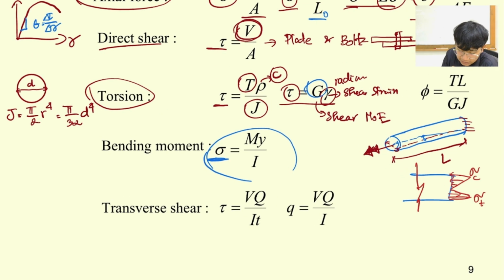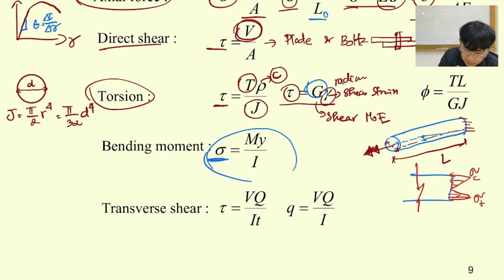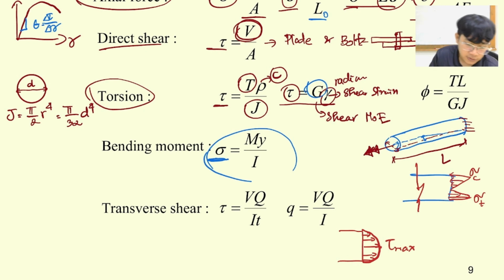And lastly is going to be the transverse shear. Transverse shear is basically the shear that is perpendicular to the surface over here. So this one, and at this point is going to be the maximum transverse shear. Okay, so you can just go back to last term's chapters and recheck it again.